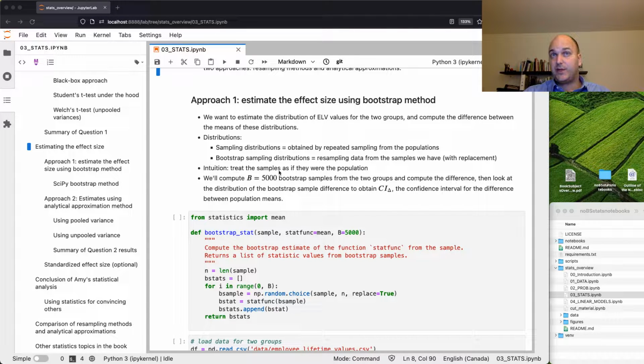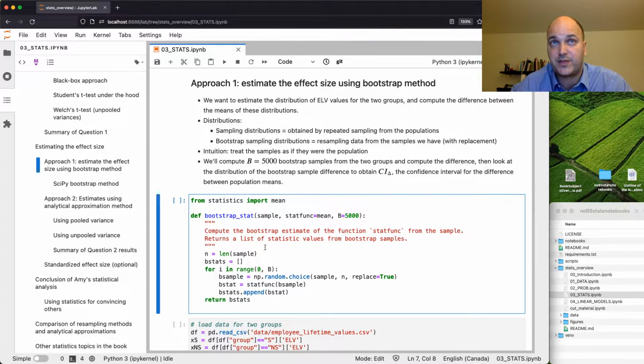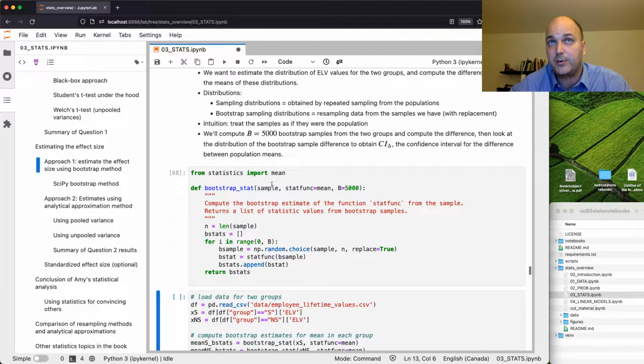So by doing that a large number of times, we're going to do this 5,000 times, you actually get the variability of the statistic function, so the sample mean. And this is the function that performs that bootstrap estimate. So given any sample, think of it as a list of values, and any statistic, I will give you the sampling distribution for it.